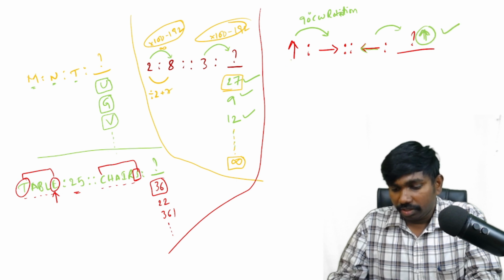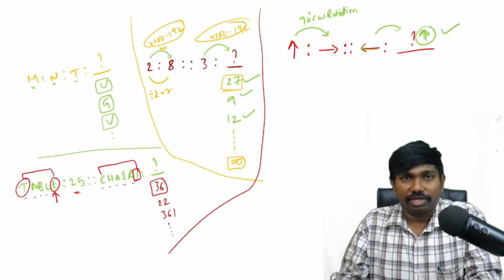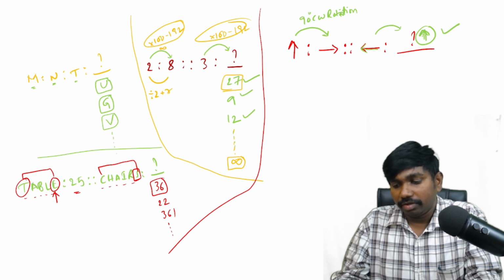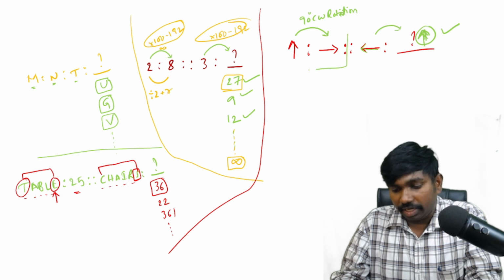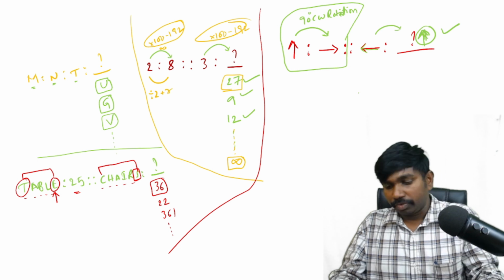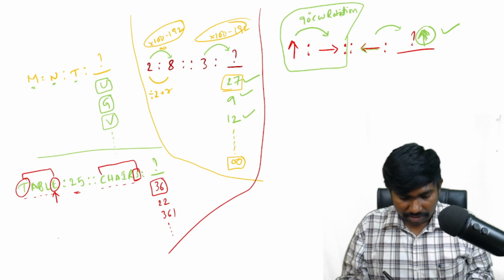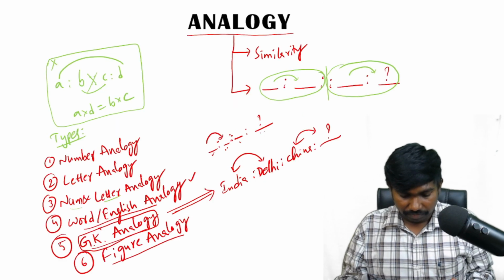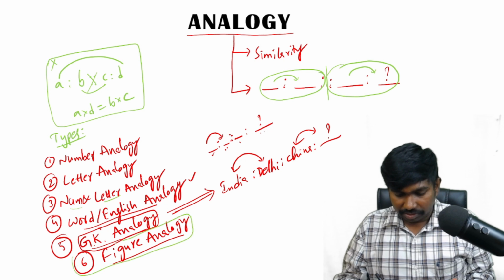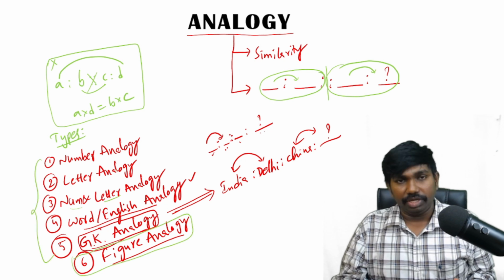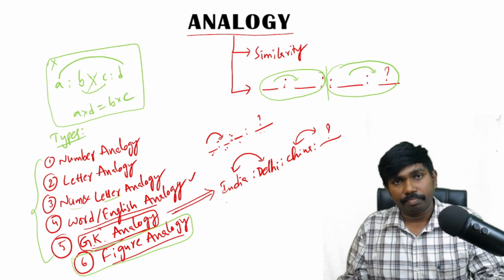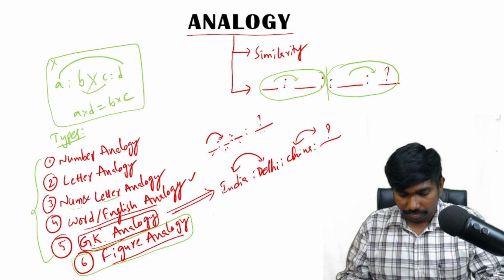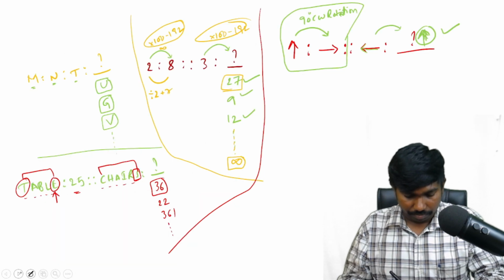But don't think up arrow is covered, right arrow is covered, left arrow is covered, so the answer must be down arrow. Here the logic which we get from the first two figures will be the logic for the third figure. Okay. So in this way the questions will be asked, and let us solve the questions now. Except this last figure analogy, all other models we will cover today, and figure analogy we will take separately, right? Okay. Going to the questions.